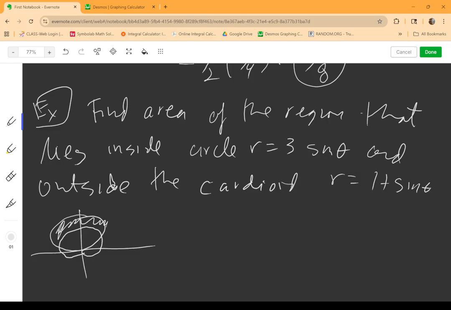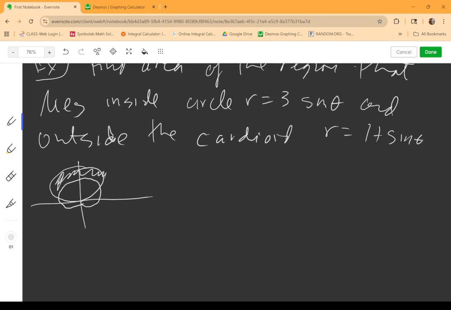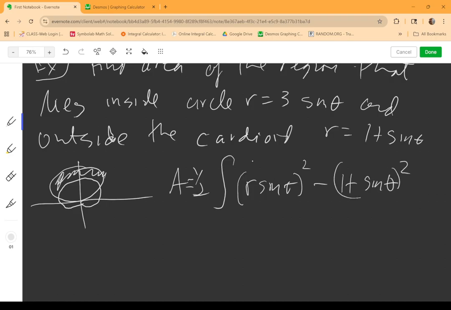So same as when we had x and y, we can think of it as a difference. We can subtract the areas here, so using our area formula, A equals 1/2, I'll get to the limits in a second. The top one would be 3 sine of theta squared minus the inner one, which will be 1 plus sine theta, that quantity squared, all of that d theta.